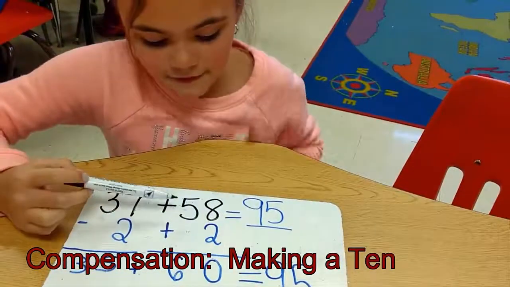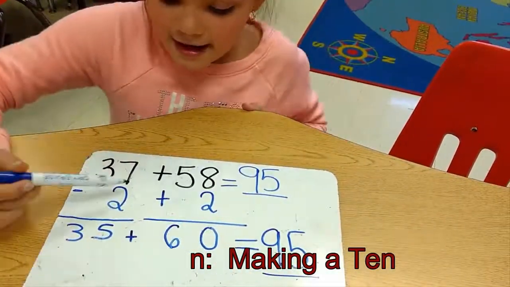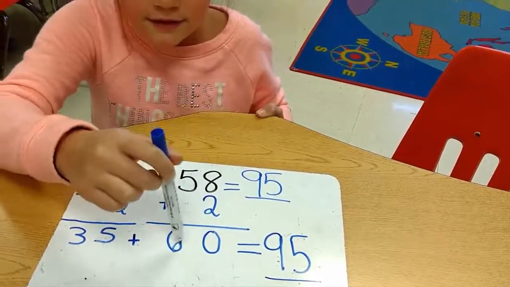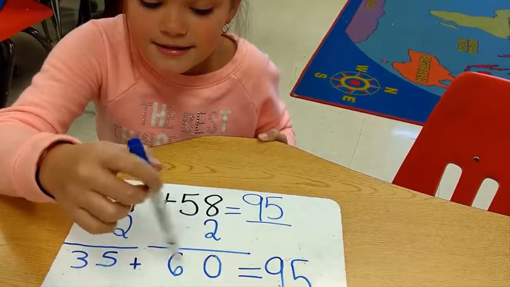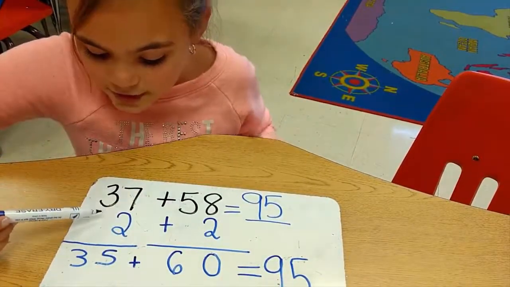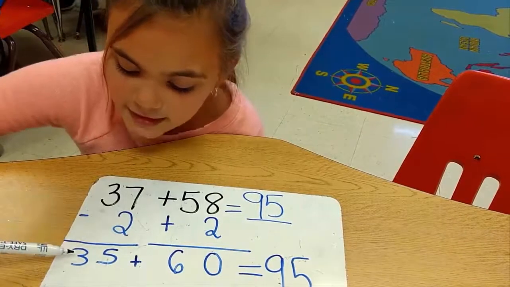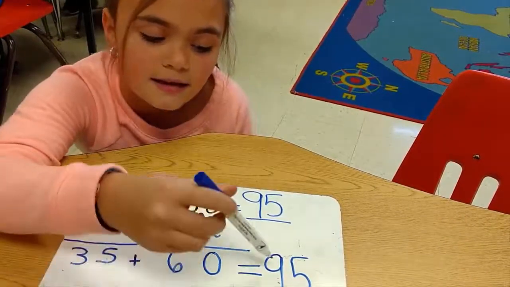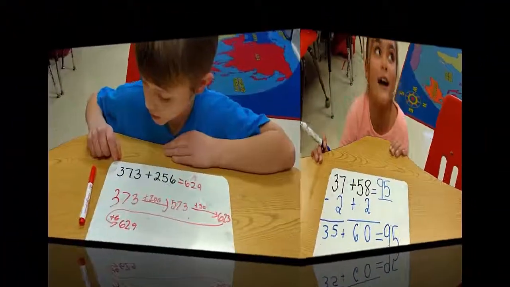37 plus 58, and then I added 2 to 58 to get it to a family number, and it gave me 60, and then I came over here and I subtracted 2 from 37, and it gave me 35, then I added 35 plus 60, and it gave me 95.